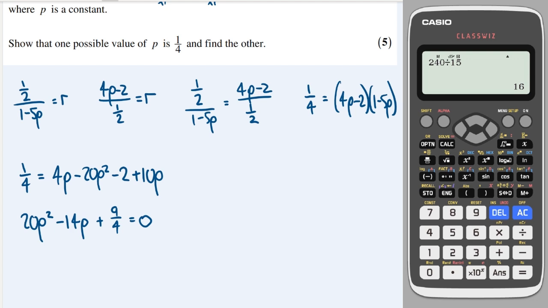Right, I'm then going to solve that quadratic on my calculator. So it is 20, minus 14, and 9 over 4. We get 9 over 20 and we get 1/4. Perfect. So p equals 9 over 20, p equals 1/4.